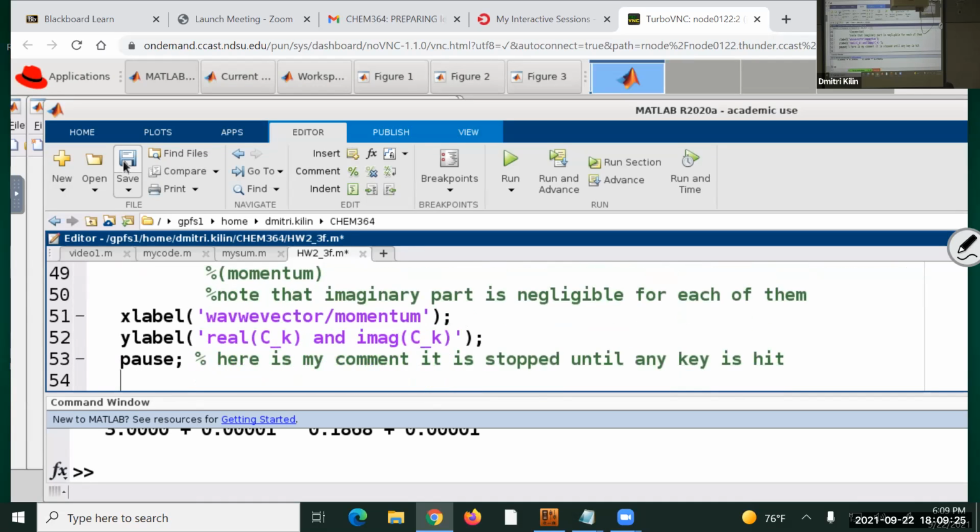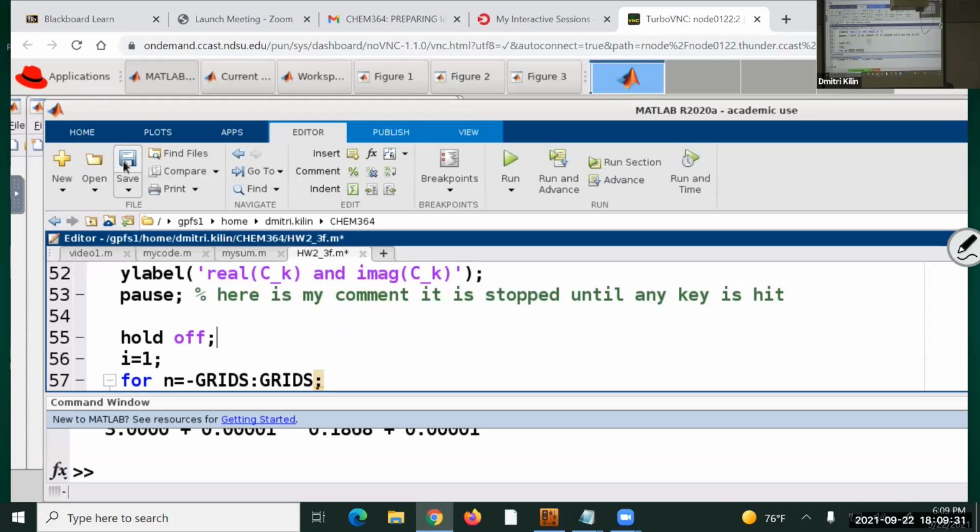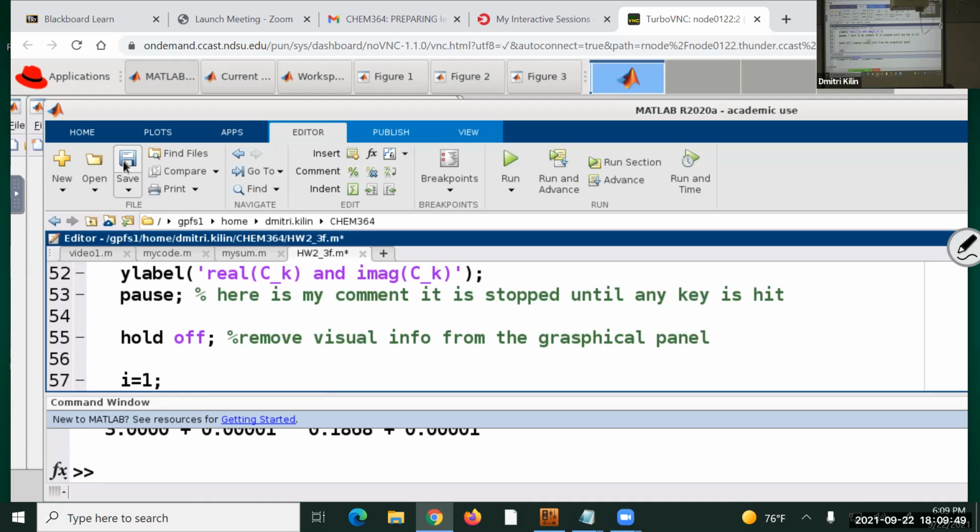Pause. Here's my comment: it is stopped until any key is hit. So hold off means wipe off, remove things from the screen. Remove visual info from this graphical panel.